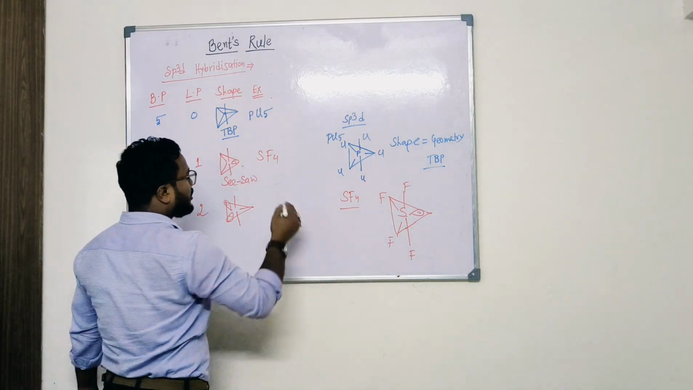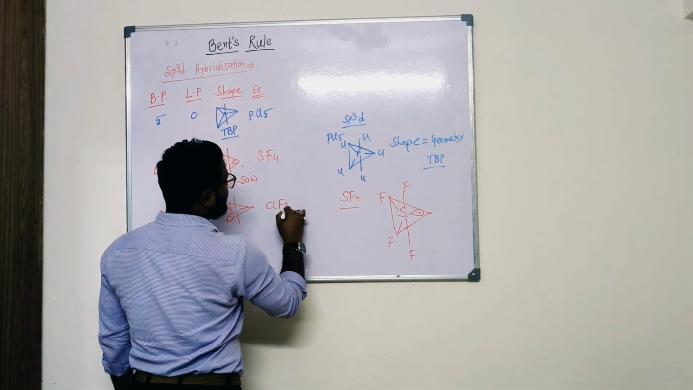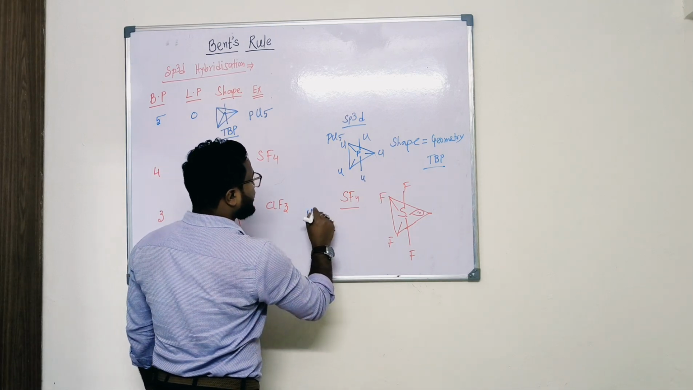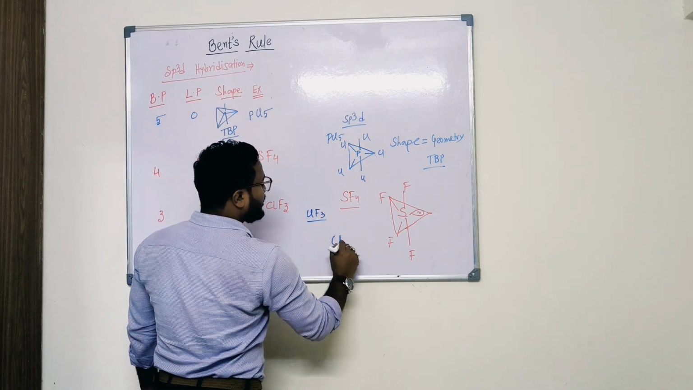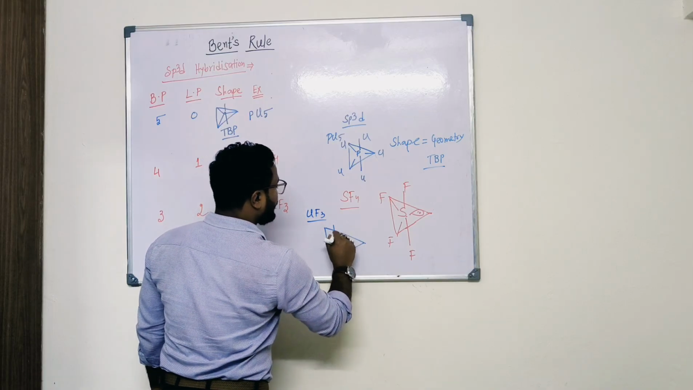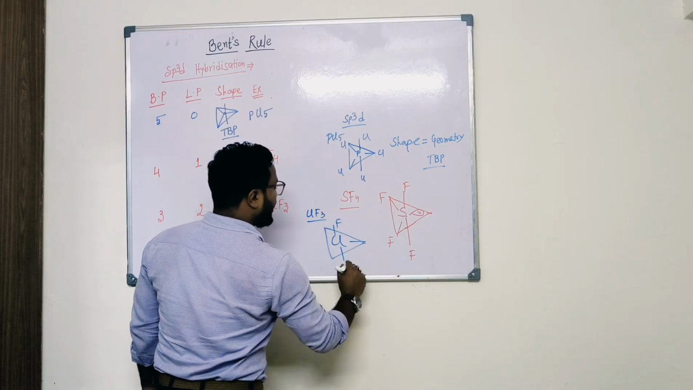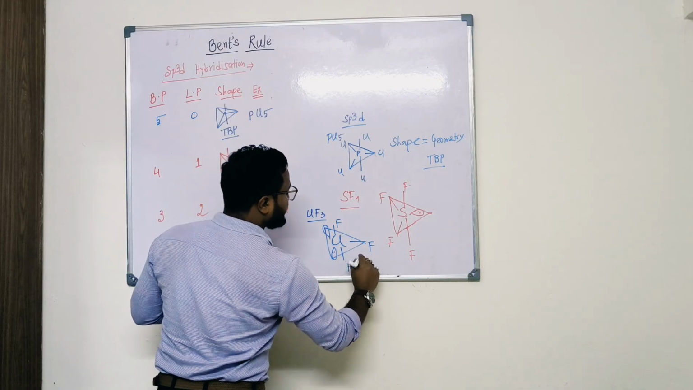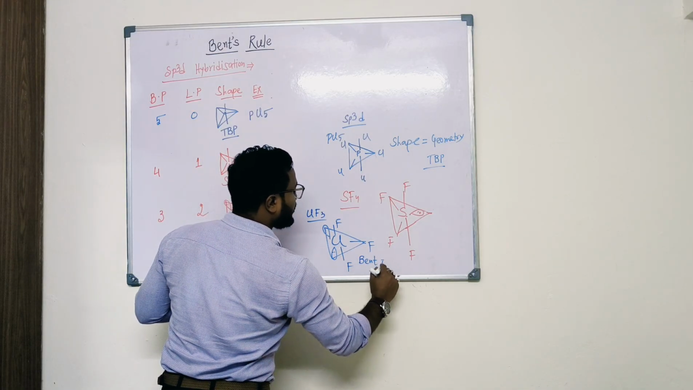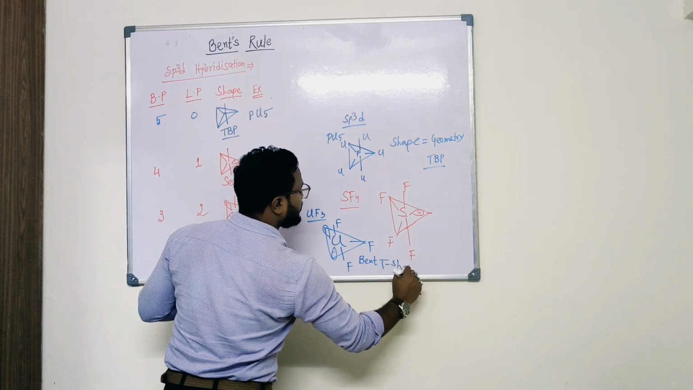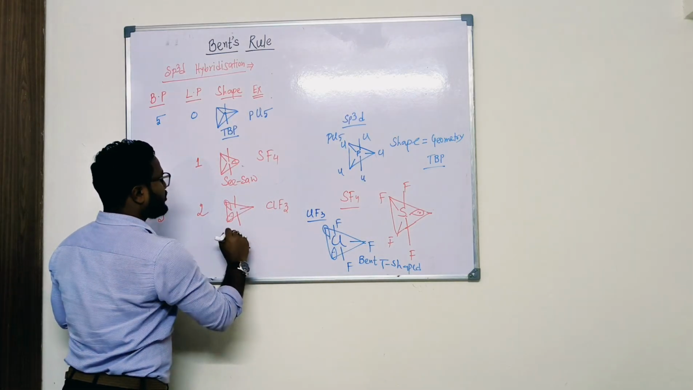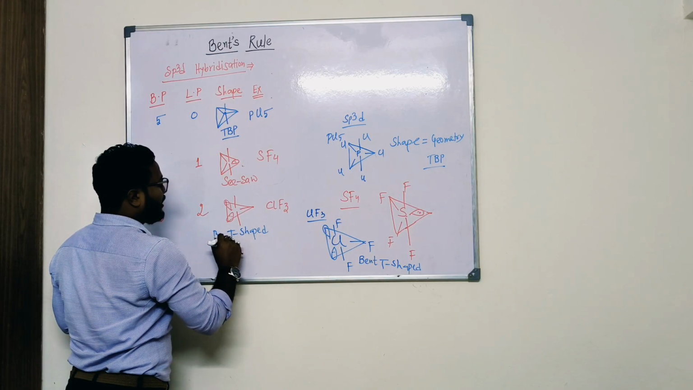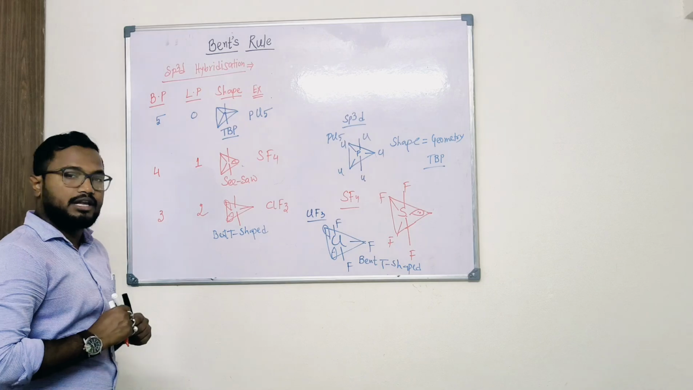For example, we can take ClF3. So in the case of ClF3, if you want to draw ClF3, chlorine is the central atom and we are going to take 3 F. This structure is named as bent T-shaped. This is like the English letter T. So we can say T-shaped or bent T-shaped for ClF3.